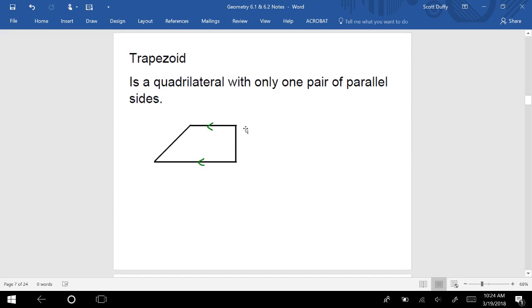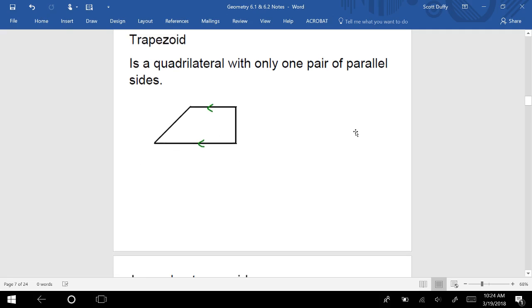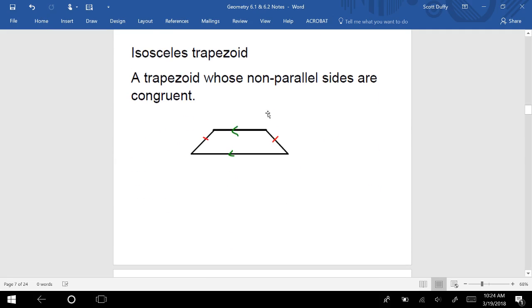A trapezoid is a quadrilateral with only 1 pair of parallel sides. So only the top and the bottom will be parallel. The sides will not be. An isosceles trapezoid is a special type of trapezoid where the top and the bottom are parallel, and then the 2 sides that are not parallel are going to be congruent.